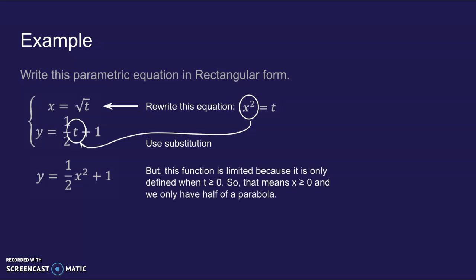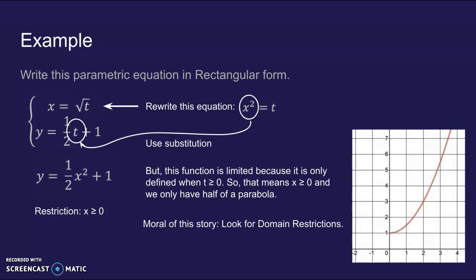But this function is limited because it's only defined when t is greater than or equal to 0. And that's because there is a square root of t in the x part of the equation. That means that x can only be greater than or equal to 0 as well. And if we only plug positive or 0 numbers into the parabola equation, we're only going to get half a parabola. The restriction is that x is greater than or equal to 0. And the moral of the story is, look for restrictions. Here's what this one's going to look like.